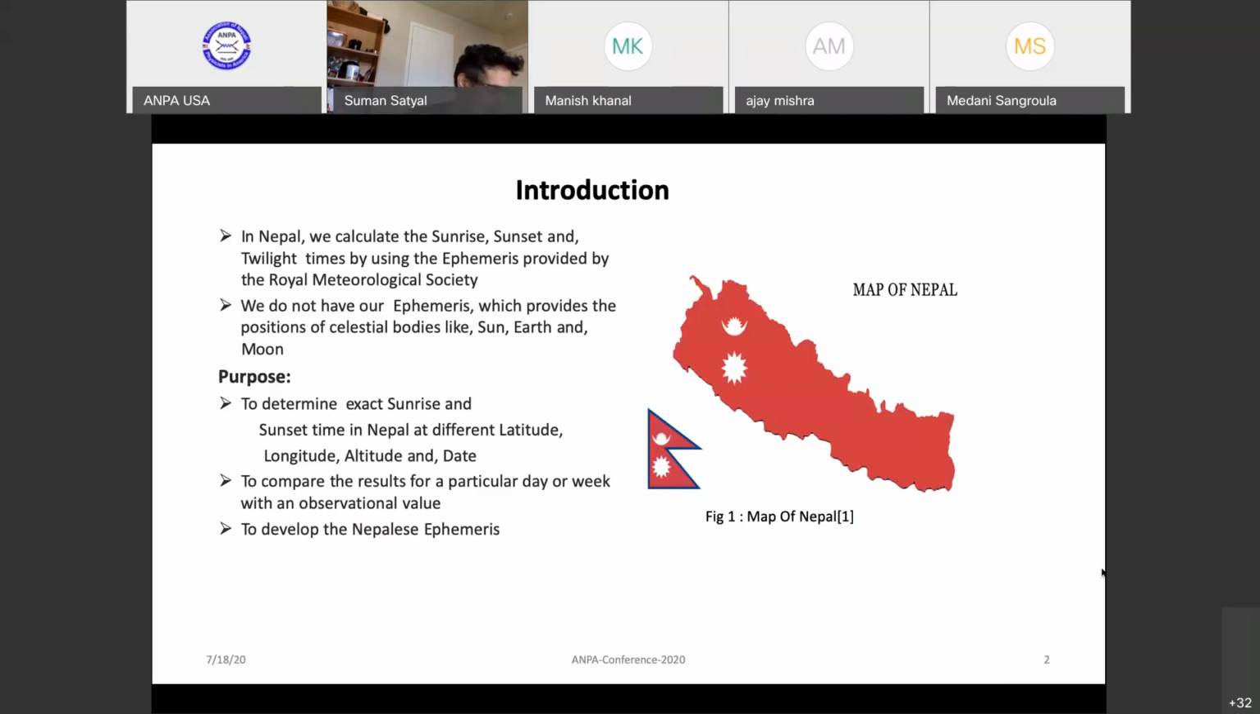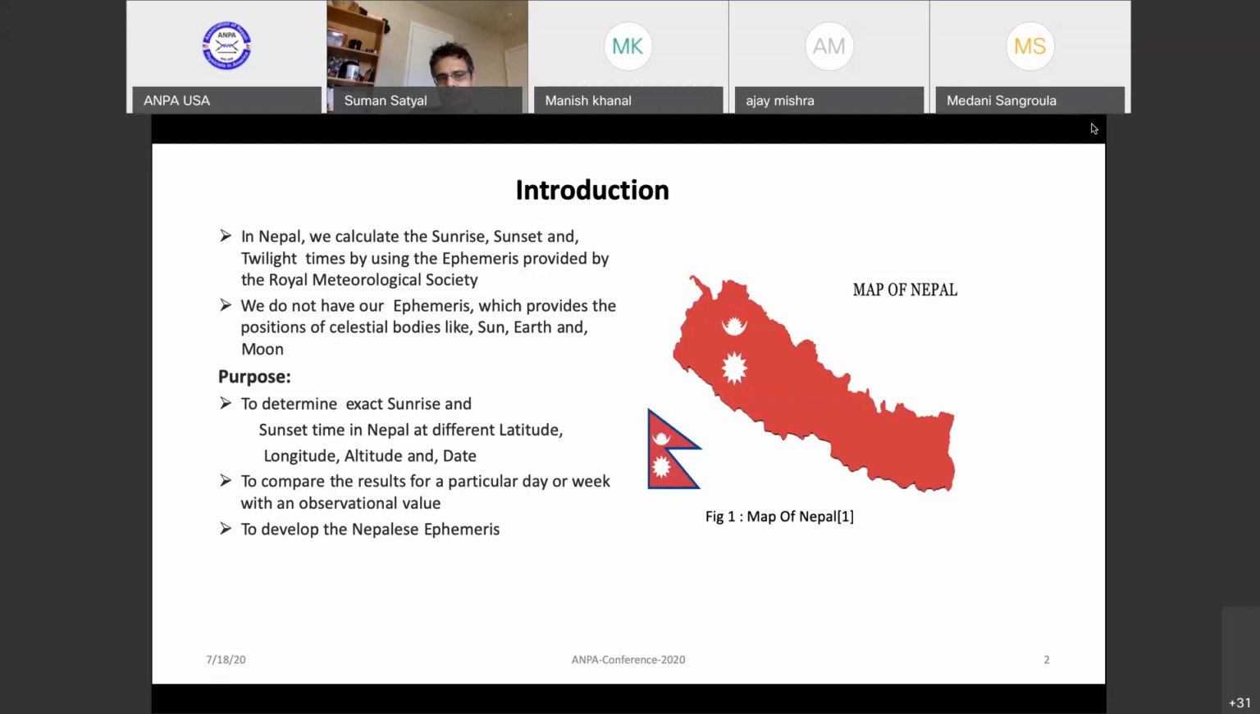Let's move on to the introduction section. In the context of Nepal, we are calculating the sunrise, sunset, and twilight time through the ephemeris of the Royal Meteorological Society. We do not have our own ephemeris to calculate sunrise and sunset time. We are using Indian, American, and British ephemeris. Mostly, we are using the Indian ephemeris.